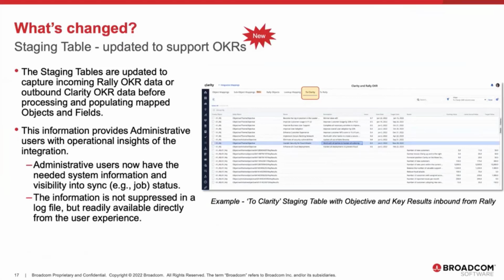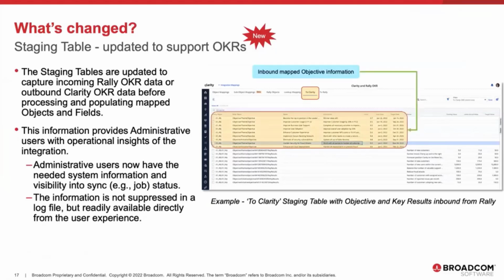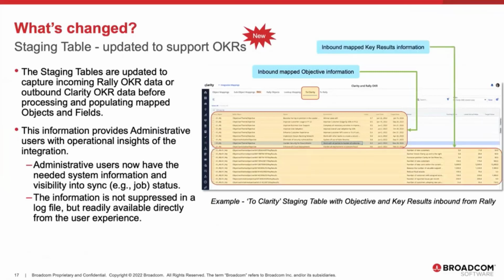So in this release, the staging table supports inbound or outbound OKR information. This sets us up for future pre-processing of the data before the data moves to either Clarity or Rally. And this is an example of the to Clarity staging table, meaning there's inbound objective information and key result information that is captured here in the staging table.